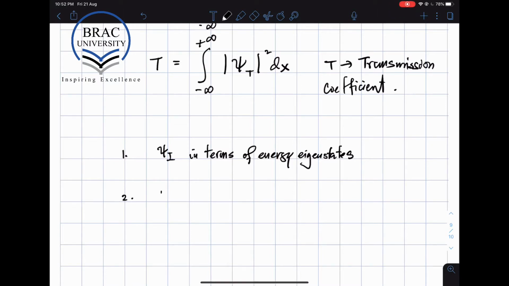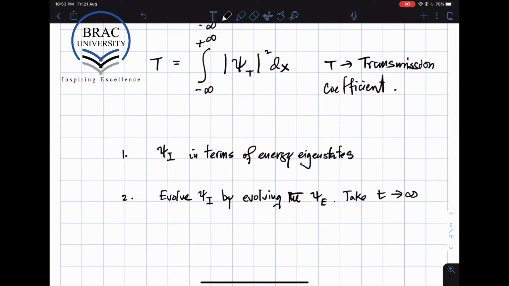So we'll evolve psi I by evolving the energy eigenstates. Let's call them psi E. And then take the t goes to positive infinity limit.